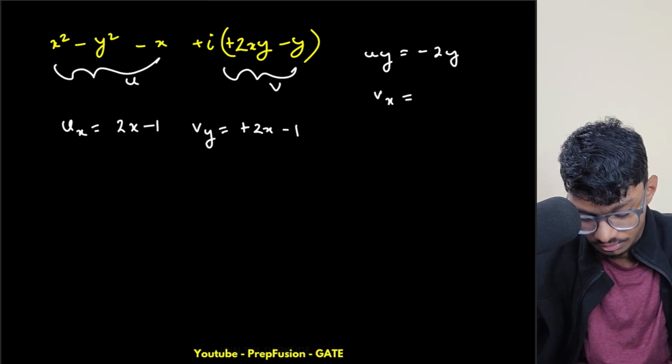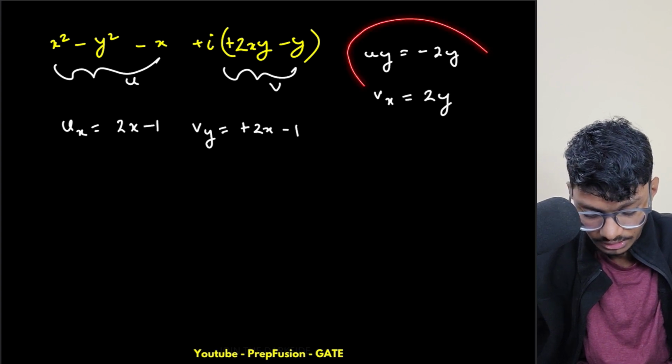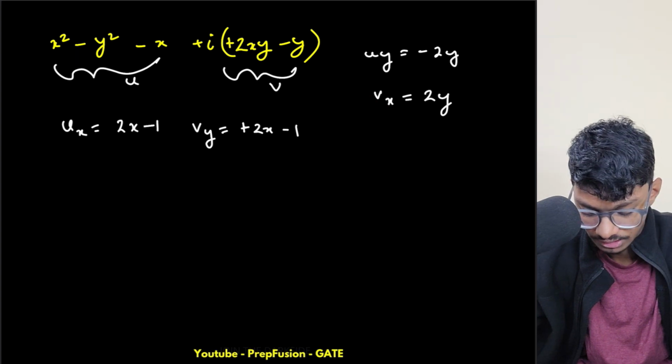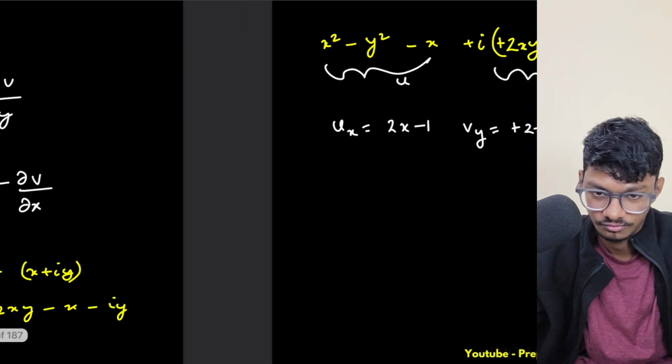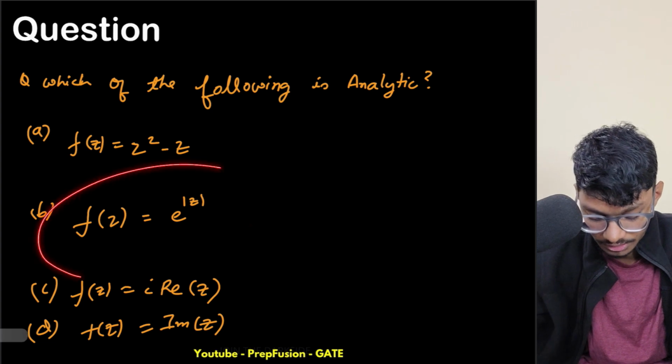Vx equals 2y. Okay, so yes, they are negative of each other. Yes, so this is satisfying, so this is analytic. So A will be analytic. Anyway, from the polynomial you can understand this is analytic. Let's do it for B.